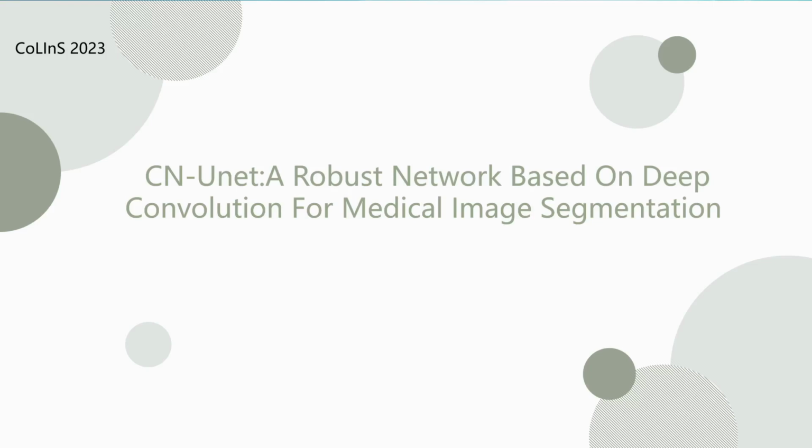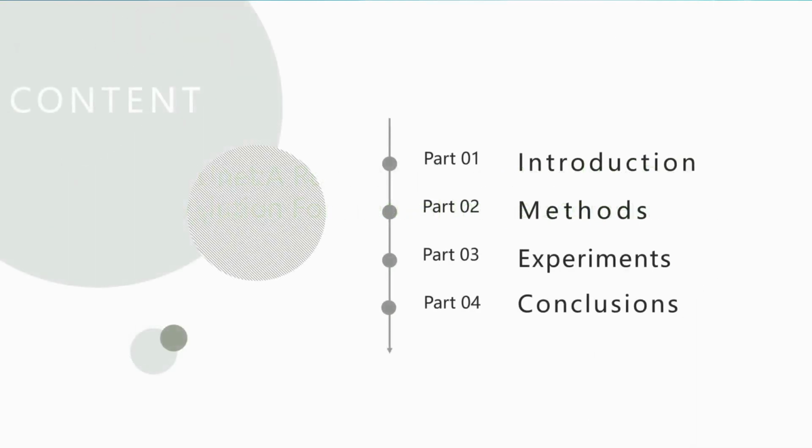The title of the paper is CN-Unet, a robust network based on deep convolution for medical image segmentation. I will introduce this paper in four subsections, namely introduction, methods, experiments, and conclusions. First, we need to know that the field of study in this paper is medical image segmentation.